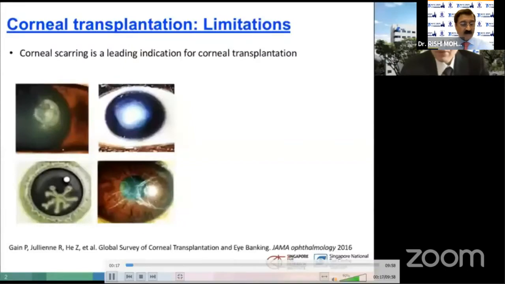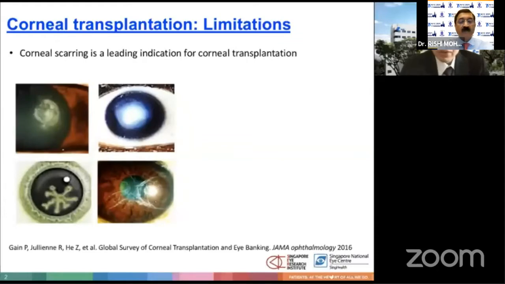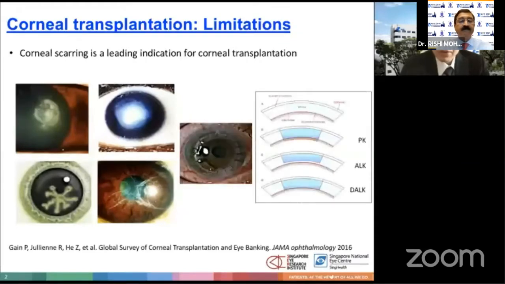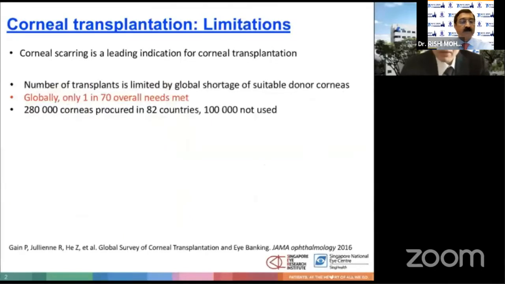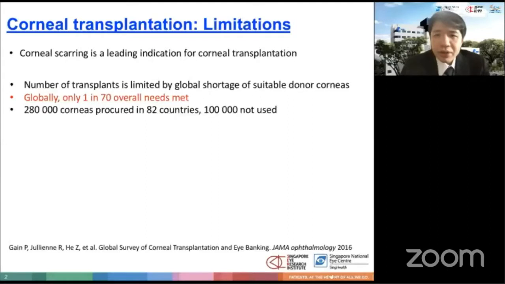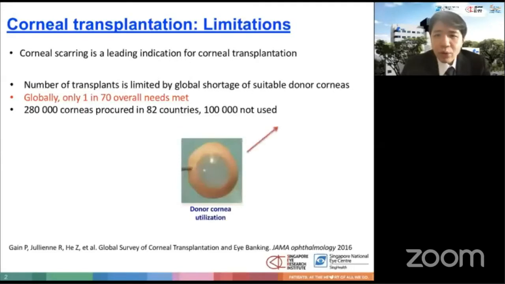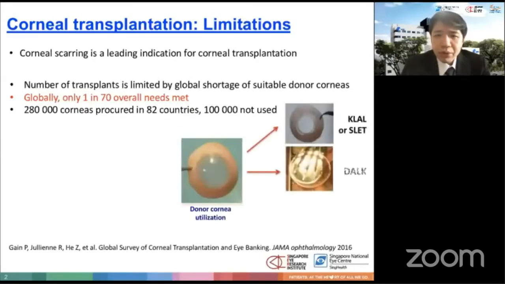Corneal scarring can be caused by a variety of insults to the cornea, including infections, inflammation, or corneal dystrophy, and it's a leading indication for corneal transplantations. However, there's a fundamental limitation with current corneal transplantations. The number of transplants is limited by a global shortage of suitable donor corneas. A global report indicated that only 1 in 70 of the overall needs of corneal transplantations are met. Some reasons include low endothelial cell count or lack of availability for serological testing. The utilization of donor cornea is such that 1 donor is used for 1, 2, or at most 3 recipients.